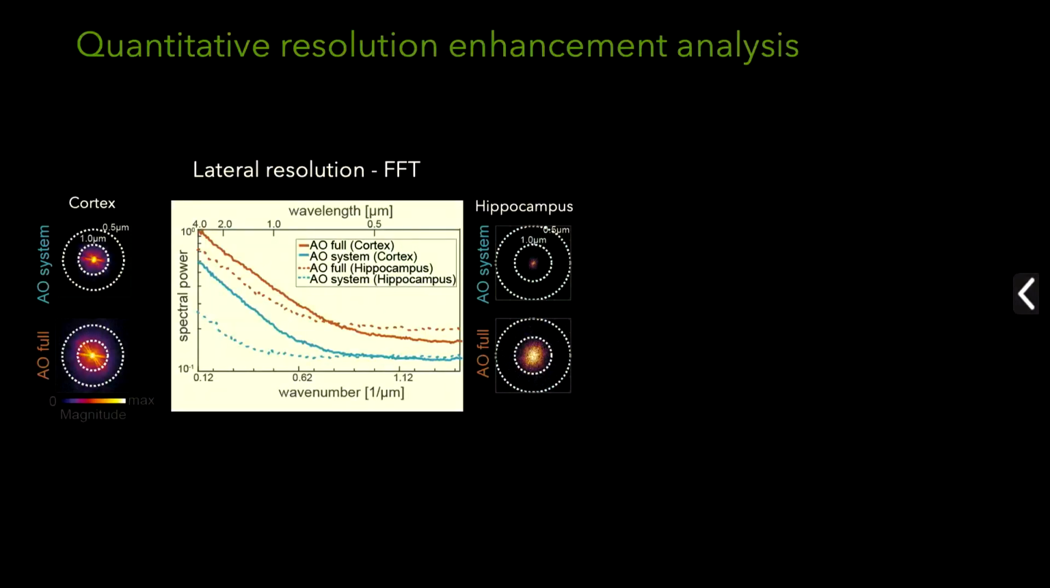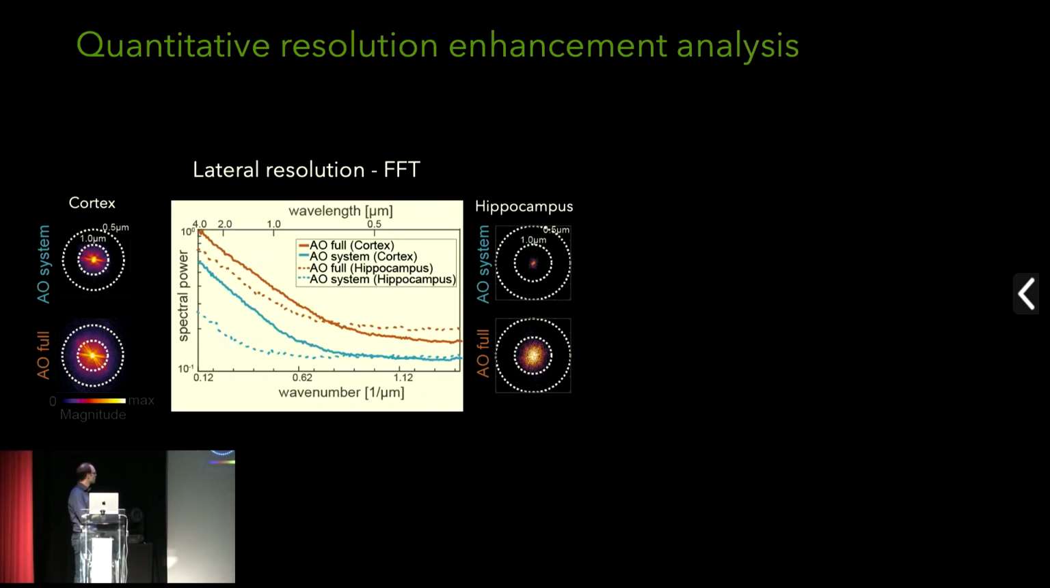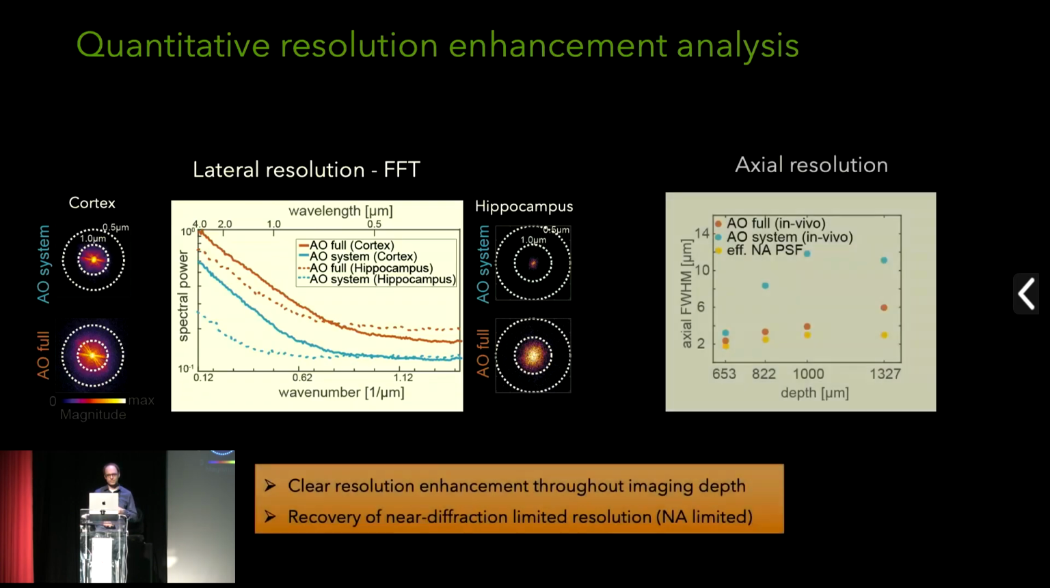So these are all nice images, but we also wanted to actually show and analyze that the improvements in resolution are really quantitative across the whole image. And so for this, we analyzed the frequency components in this image, a so-called spectral power analysis. And here you can also see that both in the cortex and the hippocampus, whenever we switch on the adaptive optics, we get a marked increase in the spectral power and in the spectral frequencies, which points to the fact that we're really improving resolution throughout the image.